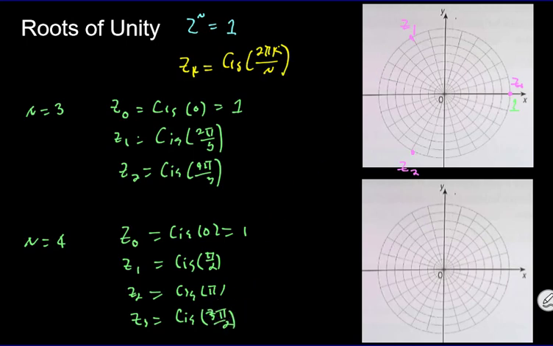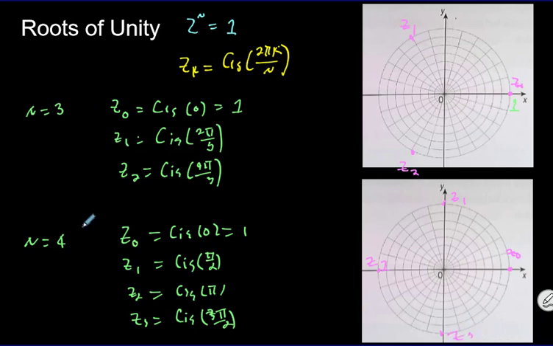And so we get the complex numbers in this plane. First one, we get 1 again, right? The next one's at pi over 2. Then pi, and then 3 pi over 2 right here. So we got z of 0, z of 1, z of 2, and then z of 3.